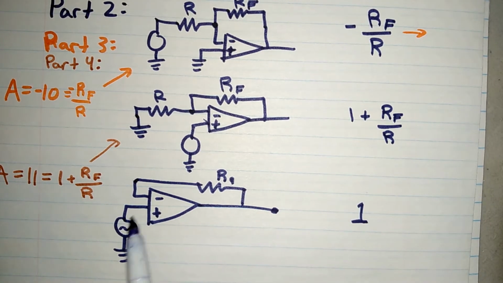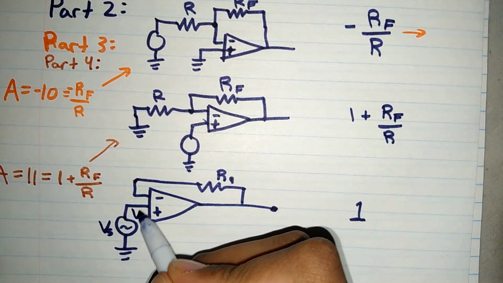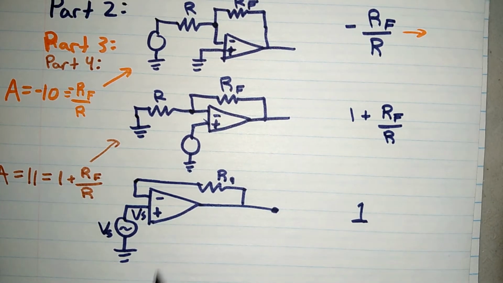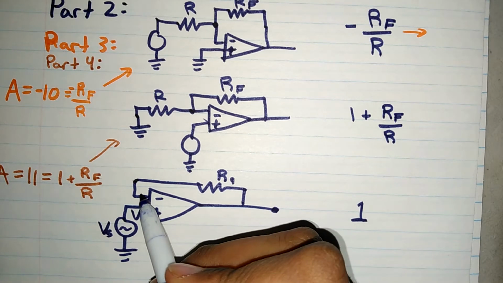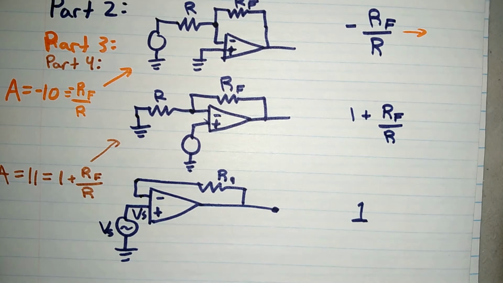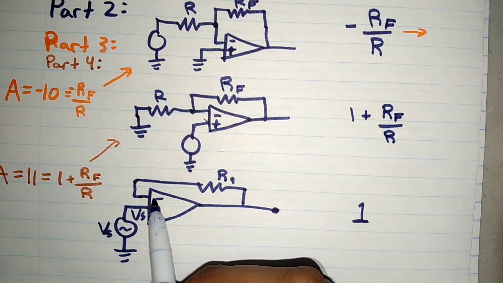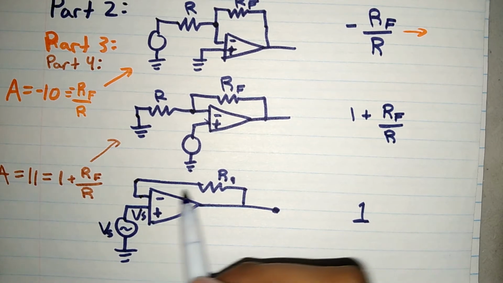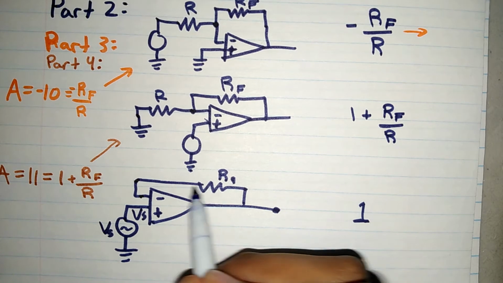To calculate this one, we know that this part would be Vs. Now, since there is a feedback, that means the second rule holds. This side will also be Vs. But the first rule says no current is going into the op amp. If no current is going in the op amp, that means no current is flowing through this resistor, which means there's no voltage drop across this resistor.